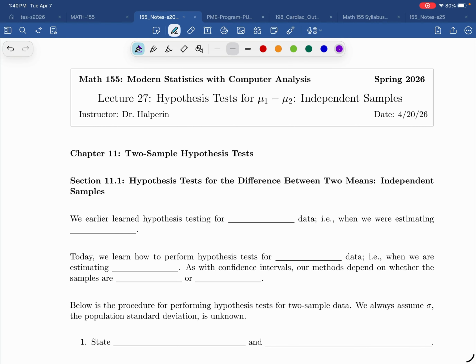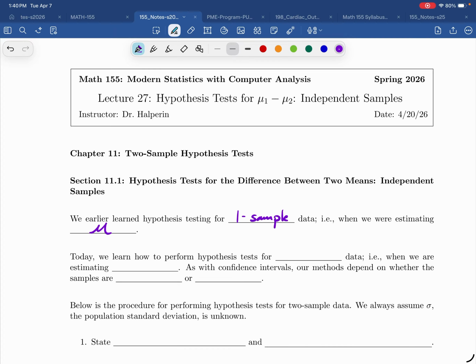We're in Chapter 11, two-sample hypothesis tests. In Section 11.1, hypothesis tests for the difference between two means and dependent samples. This is a continuation of what we did in Chapter 9, where we learned hypothesis testing for one sample data, i.e. when we were estimating mu, just the population mean.